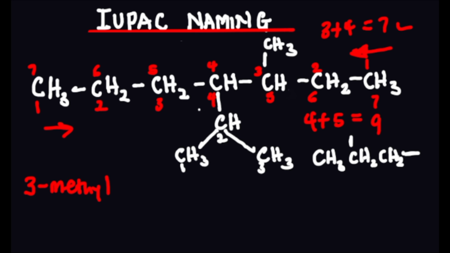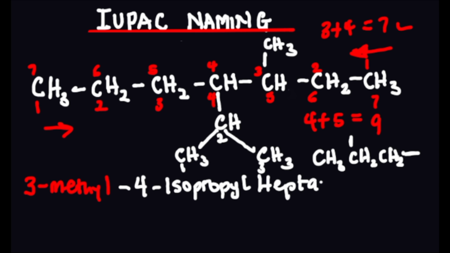That's isopropyl. So we're going to have 3 methyl, then 4 isopropyl, right? Then followed by 7 carbon atoms, which is basically heptane. That's basically what we're going to have: 3 methyl, 4 isopropyl, heptane. That's just the name. It's very, very simple.